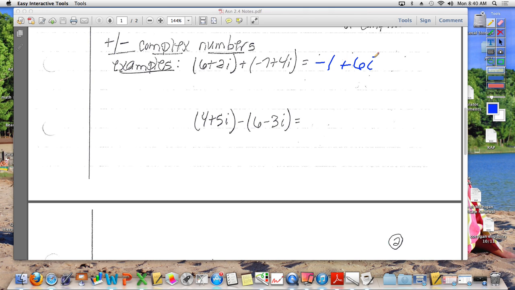Yeah. Subtracting them, same thing. Use your rules about subtracting polynomials. What do you do to the minus sign? What did I show you guys to do with the minus sign? Change it to a plus, make the 6 negative, make the negative 3i a positive 3i. So you have a 4 and you have a negative 6. You add them together, you get negative 2, and then you combine your 5i and your 3i, giving you 8i. Hopefully you're filling in your notes. If you already had these printed, you should be filling them in as we go.